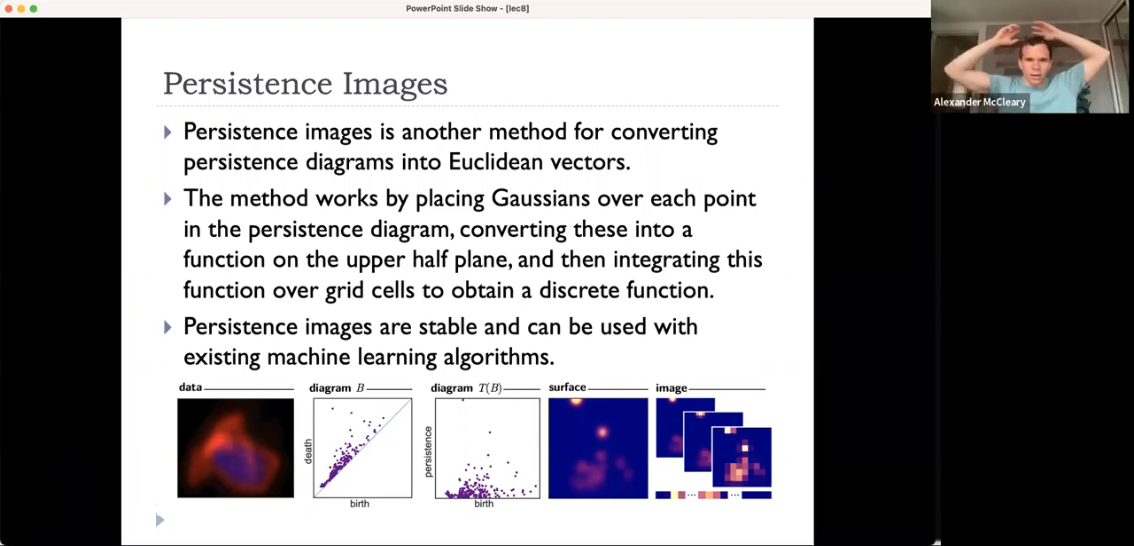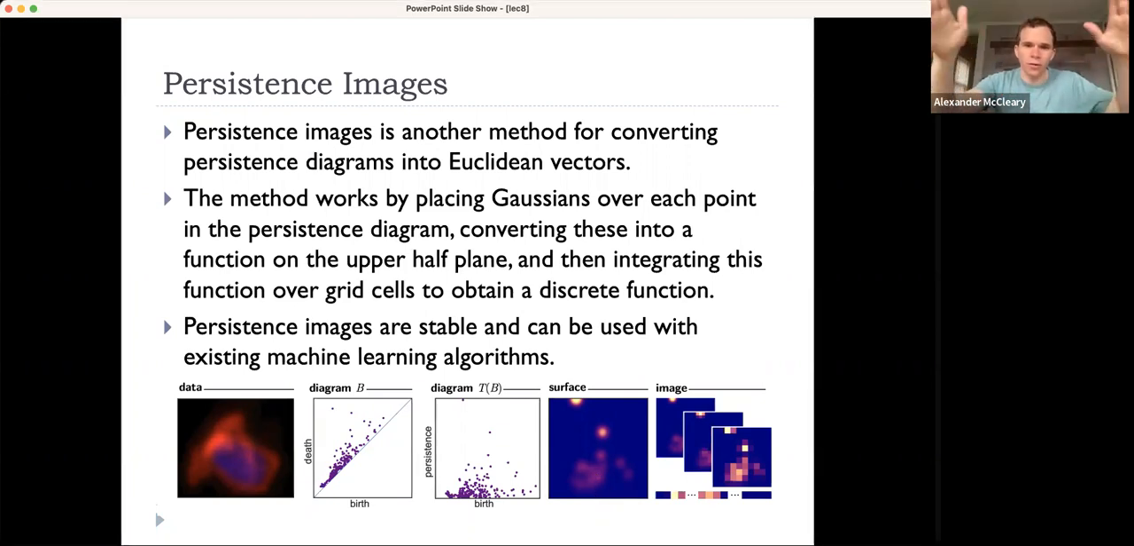And what you get there is a function. They do a few tricks with the function, but the idea is that you can then place a grid over the plane and integrate with respect to this grid. Once you do that, you get what we're seeing on the far right of this picture, this sort of heat map thing. But it's discrete, which means it can be represented in finite dimensional Euclidean space, which is very nice, because we have Euclidean vectors again, so we can work with those.